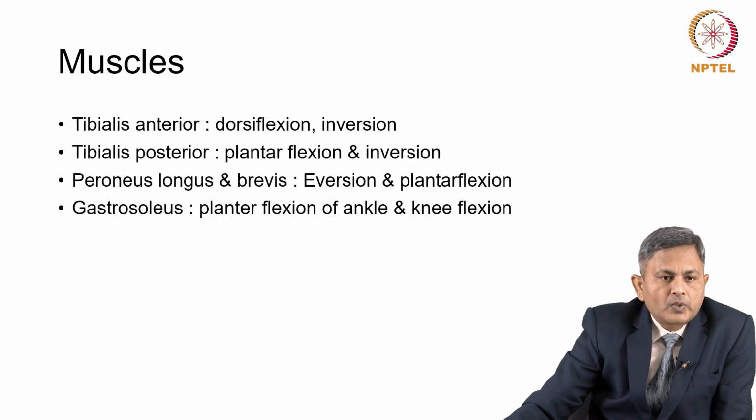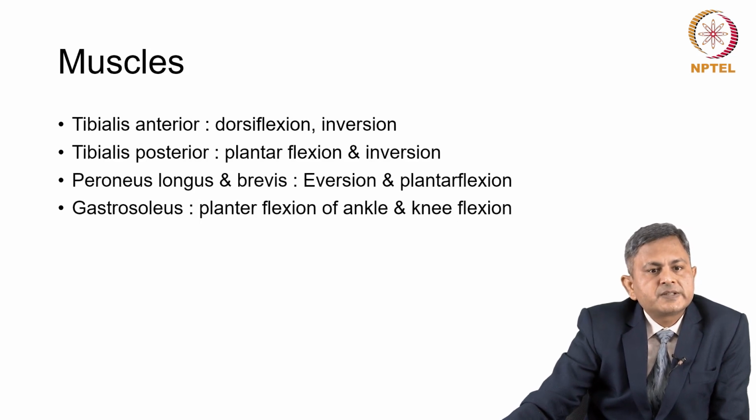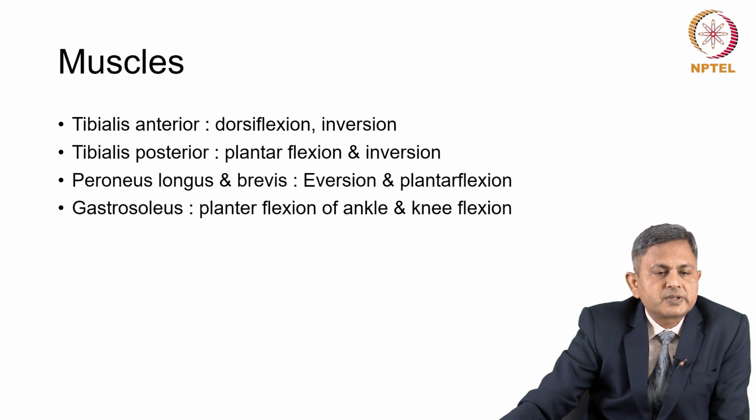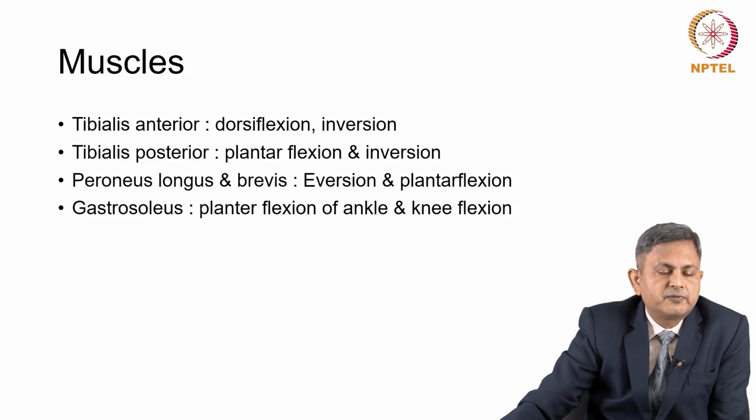And then come the muscles of our calf. Tibialis anterior does dorsiflexion and inversion of our foot. Tibialis posterior does plantar flexion and inversion. Peroneus longus and peroneus brevis cause eversion and plantar flexion. Then the gastrocnemius, also known as the second heart of our body, does plantar flexion of the ankle and knee flexion.